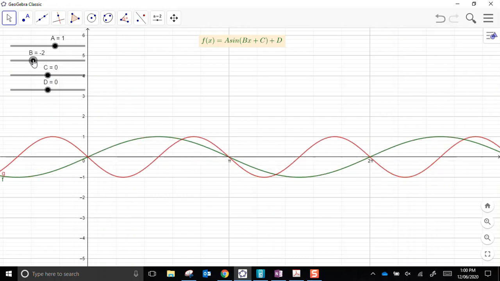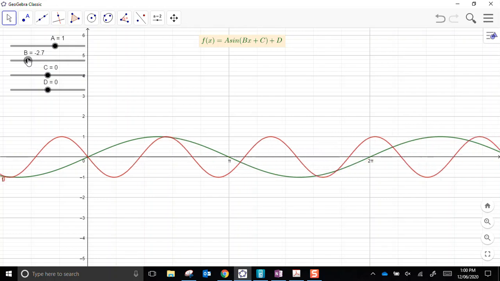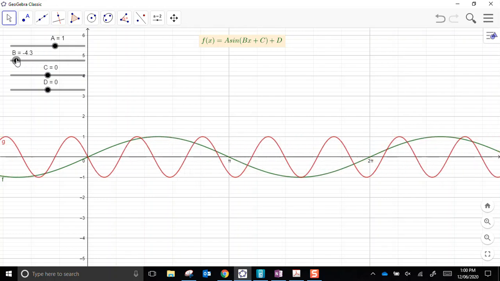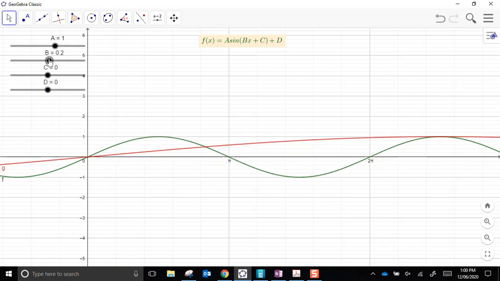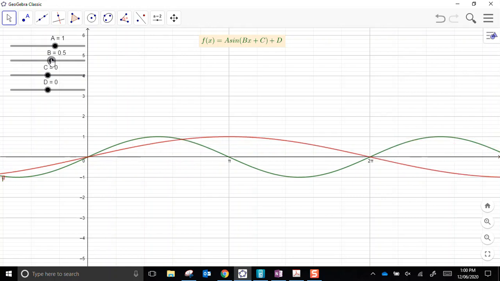Let me go and put b equal to, negatives are strange, we don't usually put negatives for b. Let me put b equal to 0.5. So I have a half of a cycle there. A single crest is a half of a cycle.